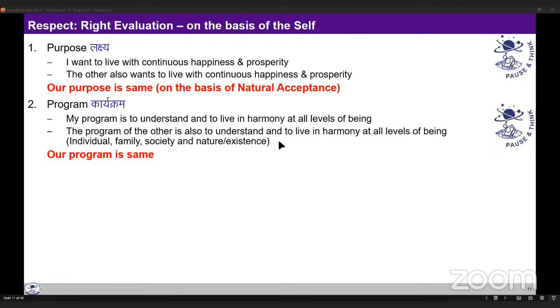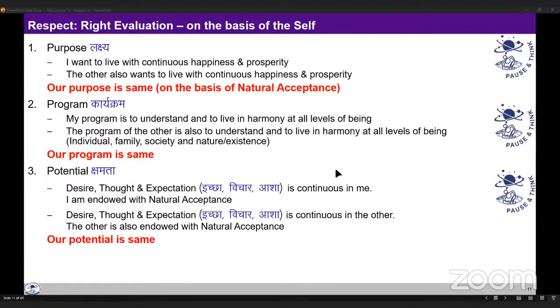Only when I understand the harmony at all the 4 levels, and live by that understanding, will I be happy. So my program is to understand and live by that understanding, right understanding at all the 4 levels. The other person also will be reaching the purpose in the same manner. The other's program is also the same. Maybe I may not be clear on that, the other may not be clear on that, but ultimately we are all working towards it. We may have assumed certain things. Ultimately, to reach this purpose, this clarity of program has to be there. So the program is also the same.